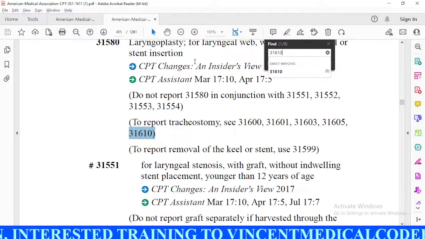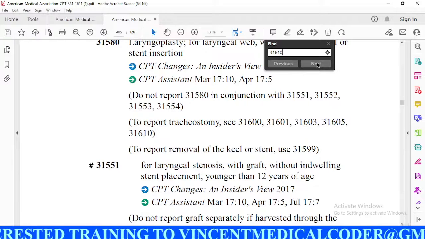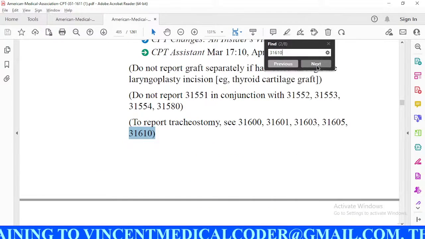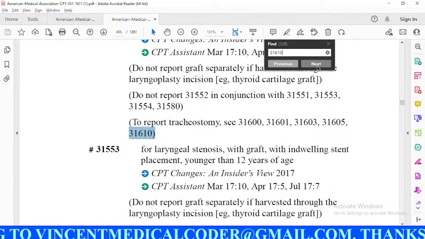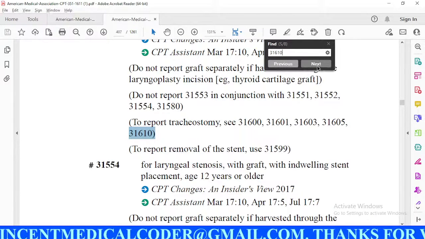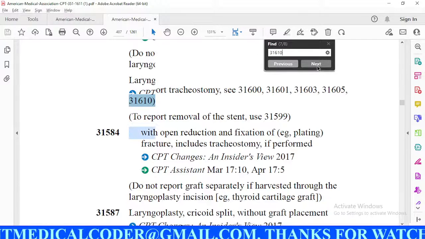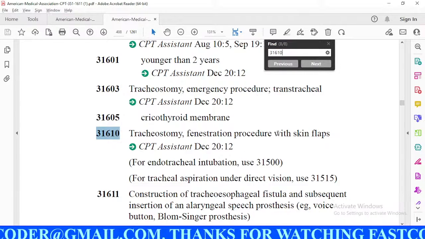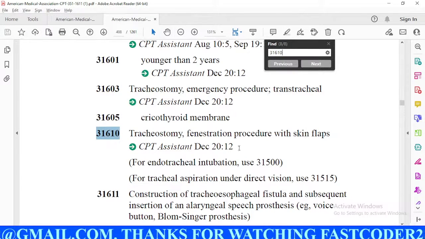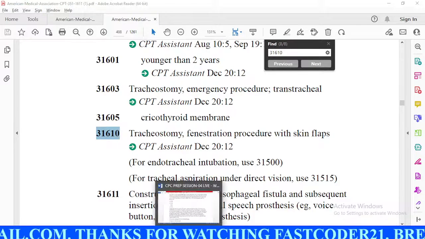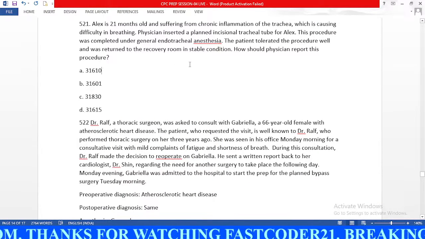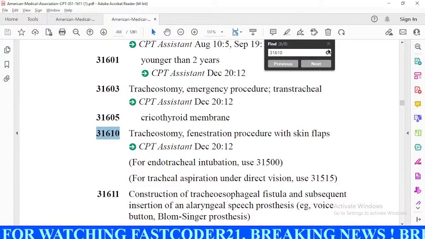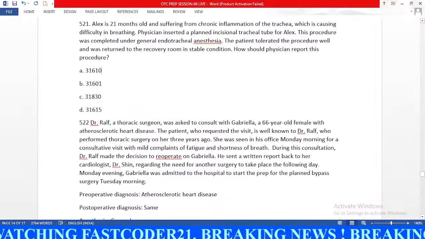So 31610, what is this? Tracheostomy fenestration procedure with skin flaps. So this is wrong. In our question there are no skin flaps or fenestration. So directly we can eliminate 31610.